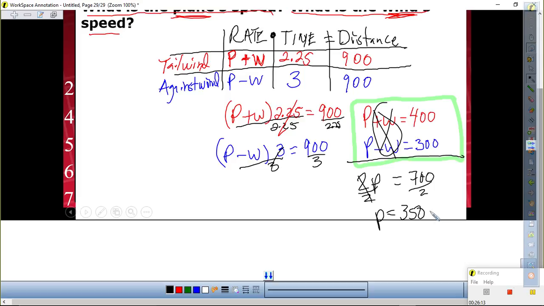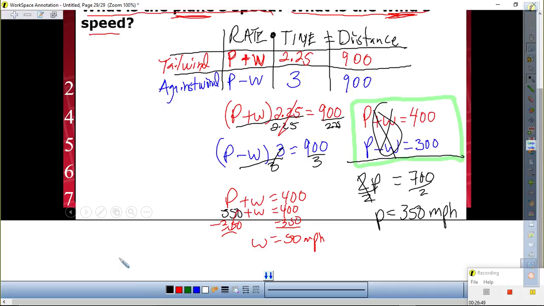350 what? Miles per hour. Now that we're done with the plane speed, which equation do you want to use to find the wind speed? The red one or the blue one? Red, P plus W equals 400. But instead of P, I'm going to substitute 350 plus W equals 400, minus 350, minus 350. The wind speed is 50 miles per hour.